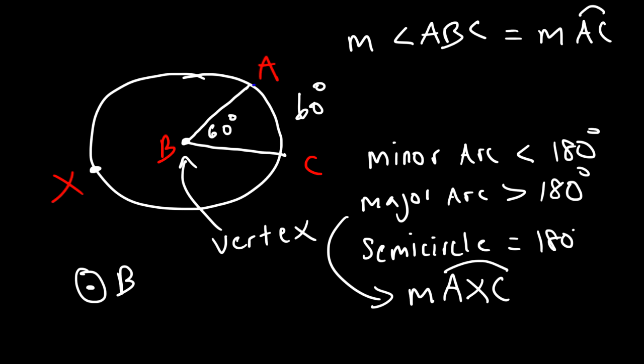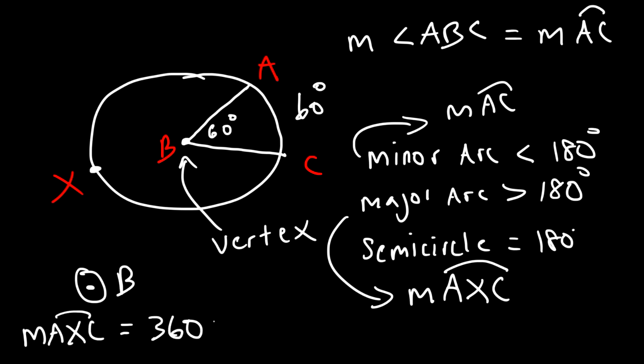Arc AC, you don't go this way to go from A to C. You take the shortest path when you have two letters. Arc AC is 60. So arc AC is considered to be the minor arc. Arc AXC is the major arc. Now, if you wish to calculate the major arc from the minor arc, it's 360 minus the measure of the minor arc. So 360 minus 60, that means arc AXC is 300.